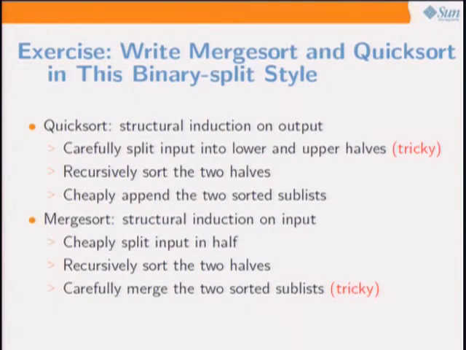But it's interesting to note there's a symmetry between quicksort and merge sort. Quicksort, in effect, does structural induction on the output. It takes a list, does a careful partitioning of the list into two lower and upper halves. This part is tricky. Then it recursively sorts the two halves, and then cheaply appends the two sorted sublists. You can use conc for that.